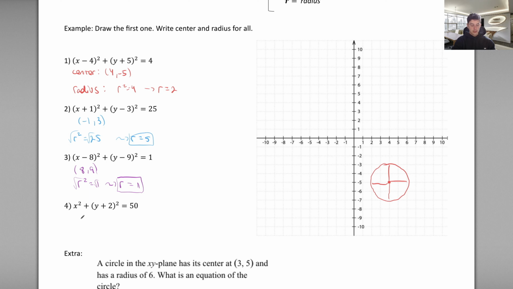In here, we've got the center at 0, negative 2. And radius squared equals 50. So the radius equals, taking the square root of both sides, the square root of 50. Can we simplify the square root of 50? I think so. To simplify radicals, we always try to find the perfect square that's a factor of the number, especially when dealing with square roots.